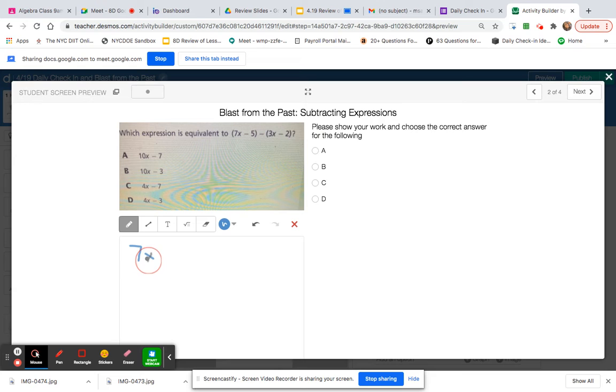7x minus 5 and then minus 3x minus 2. Okay, right? So the first thing that you want to do before you group, so when we were adding expressions, we just grouped the like terms because we were just combining immediately.